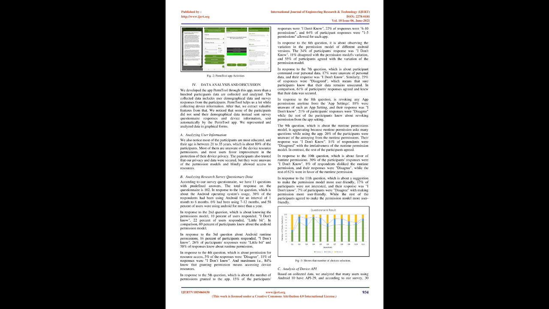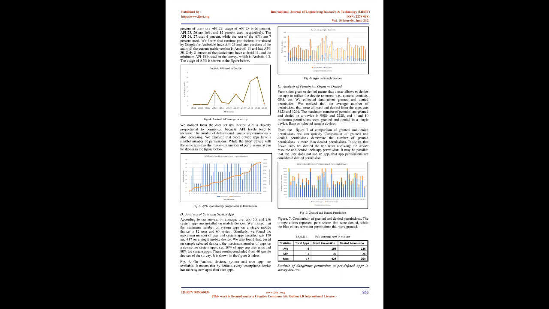In response to the 11th question, which is about a suggestion to make the permission model more user-friendly, 17% of participants were not interested, and their response was "I don't know." 7% of participants disagreed with making permission more user-friendly. While the rest of the participants agreed to make the permission model more user-friendly. Fig-3 shows the number of choices selection. See analysis of device API based on collected data.